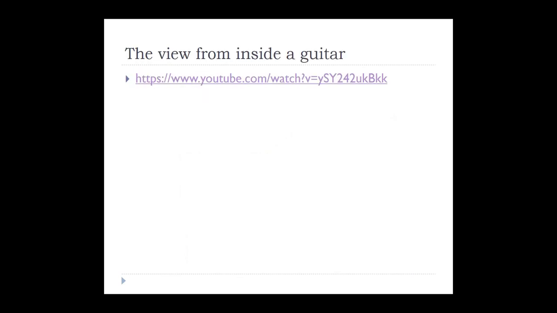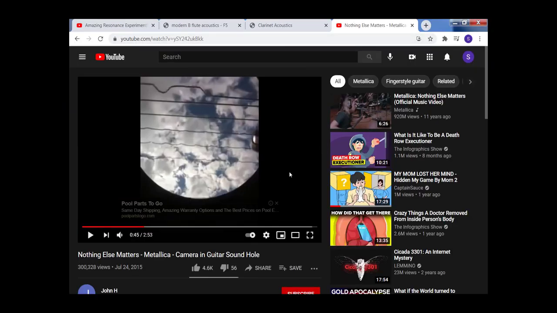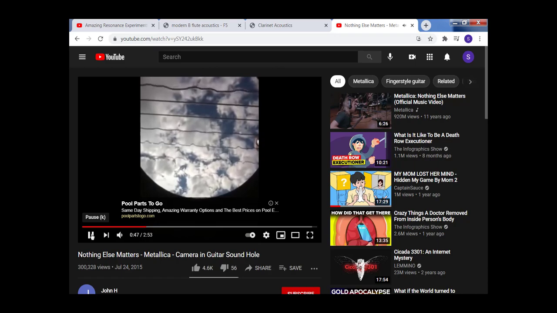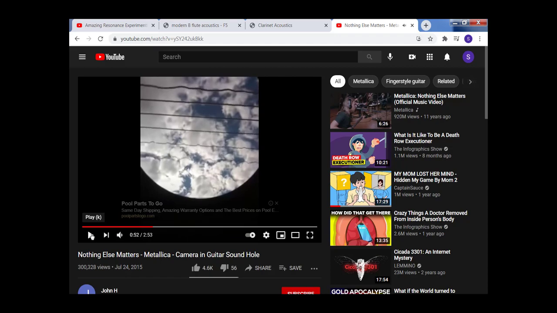To do this, we're going to begin by looking at what you see from inside a guitar. So here is a YouTube video where a gentleman has placed a cell phone in the guitar as he's playing, and if you watch the strings, okay, I will let you watch the rest of it on your own. It's very fascinating, but you can see there's definite structure to the waves that are oscillating on these strings. And what we want to do is try to identify what is forming that structure.